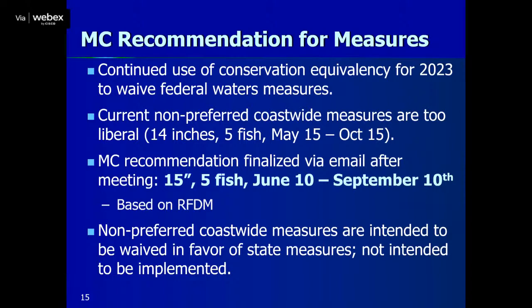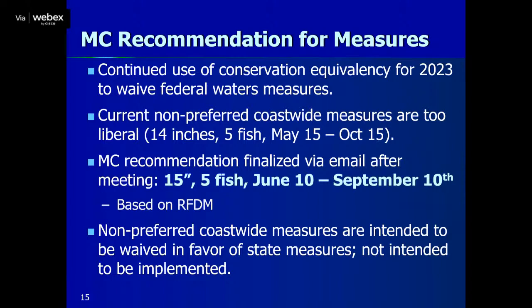They agreed that based on the results of the RFDM, the current non-preferred coastwide measures are too liberal because they result in harvest that's higher than the target that we would need under the 10% reduction. So they started working on recommendations for revised measures during the meeting using that Shiny app, but the modelers wanted to go back and make sure that the model was appropriately dealing with closed waves. So based on that, the monitoring committee finalized their recommendation over email after the meeting.